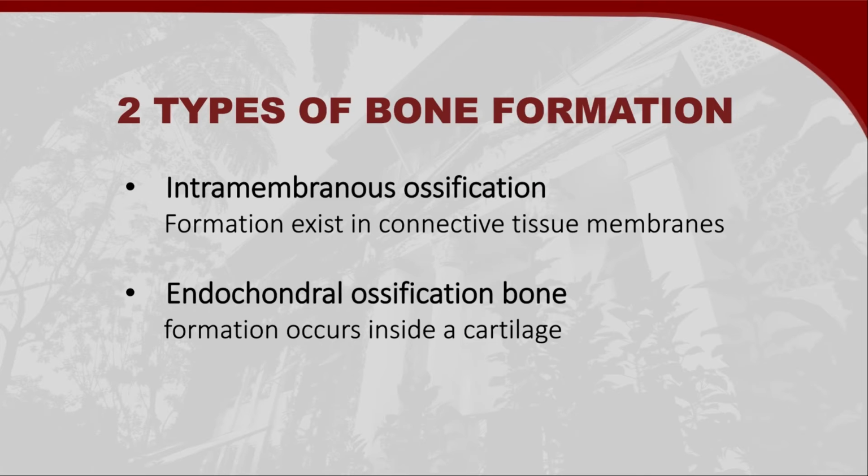Types of formation. Intramembranous ossification is where the bone-forming cells called osteoblasts begin to produce bone in connective tissue membranes. Endochondral ossification is where bone formation happens inside cartilage.